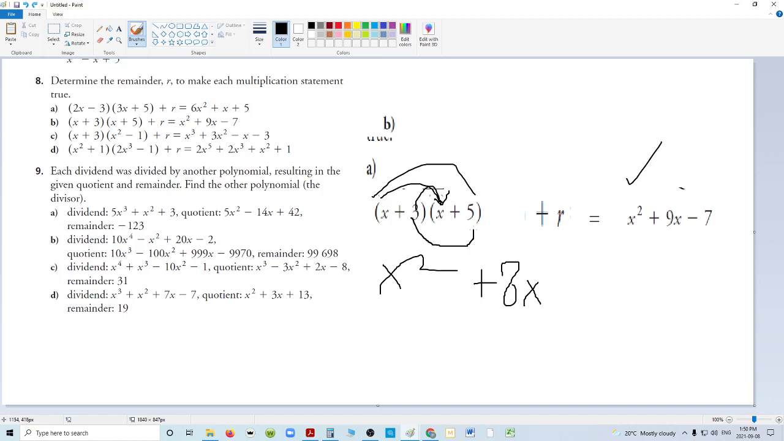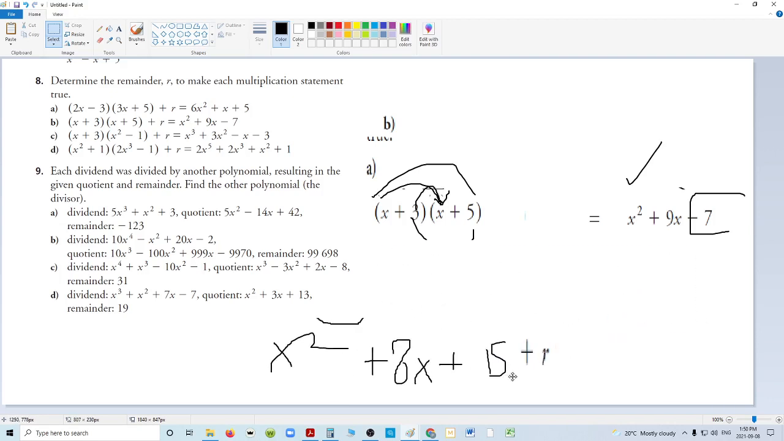And then finally, I have 3 times 5 is 15. But look on the right. I have a minus 7. So that means my x is going to be adjusted, and my number is going to be adjusted. And so then we have plus r here. Now, if you do the whole thing algebraically, you'll discover it works fine. So let's do the whole thing algebraically.